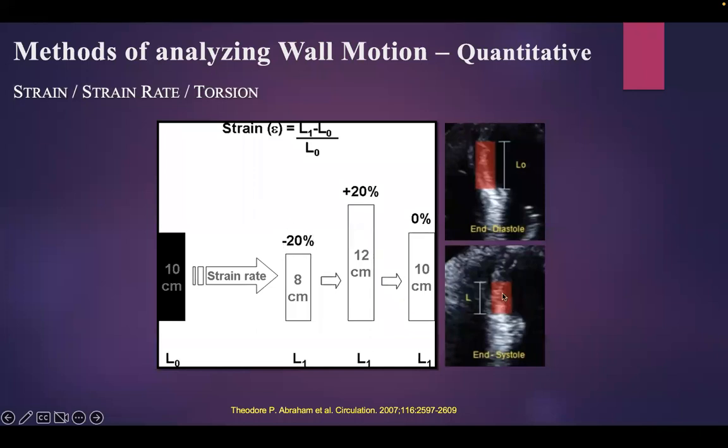Similarly, suppose it was elongating. If it was an akinetic or dyskinetic segment, then it becomes a plus sign. And again, in the radial direction, we give it as plus 20, but I don't want to confuse you. And if there is no change, it remains 10, then that segment is probably akinetic or very severely hypokinetic.